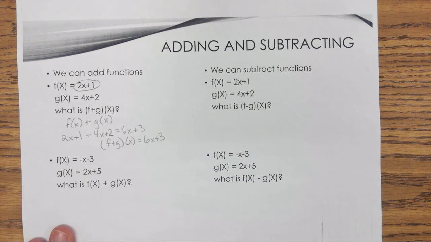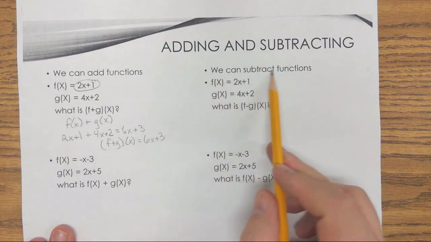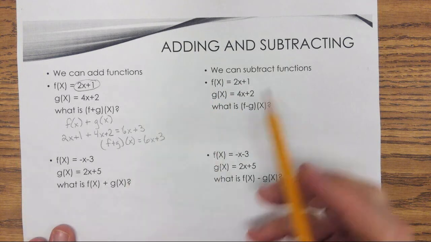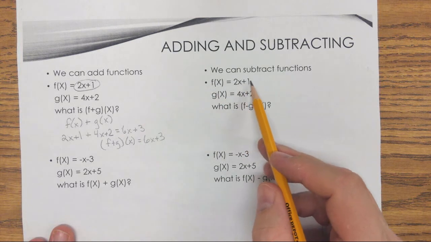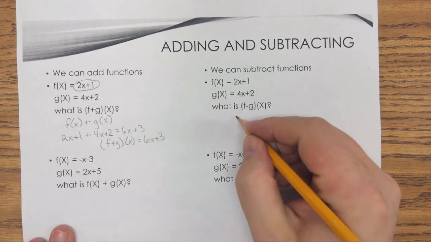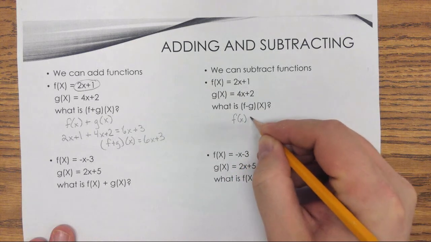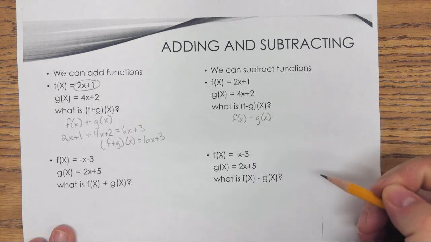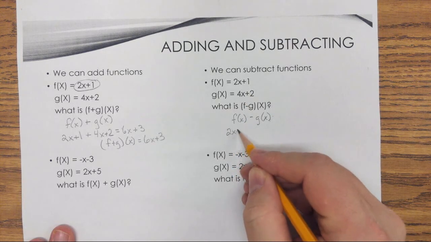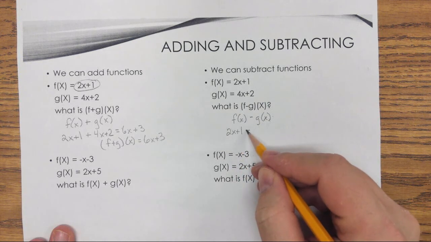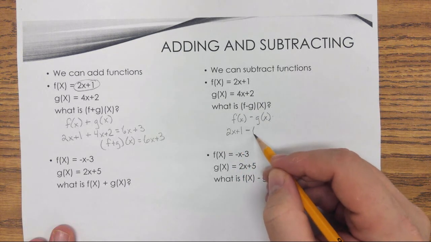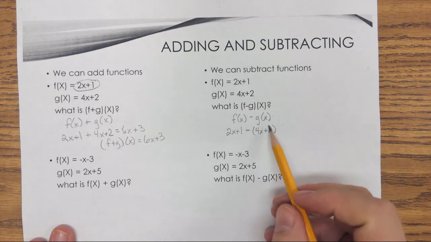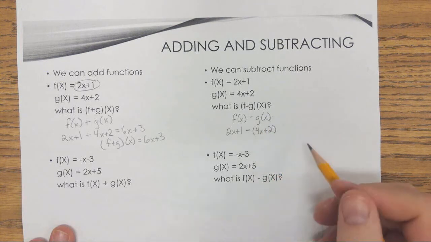Easy peasy. We can also subtract functions. This is the same idea. If I've got 2x plus 1 and 4x plus 2, taking f of x minus g of x, these mean the same thing. I take 2x plus 1 and I subtract, and this is the important part: make sure that you put this in parentheses so you don't forget that we're subtracting both parts. I'm just plugging 4x plus 2 in for g of x.